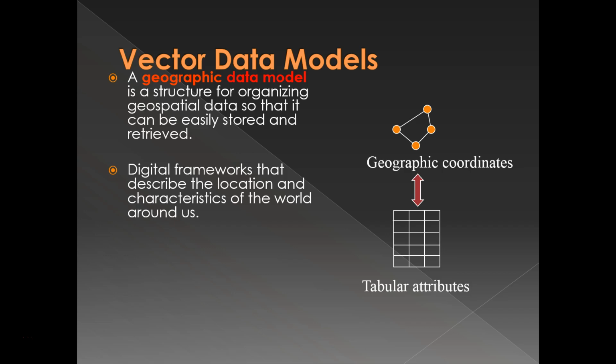The data model for representing vector data has changed through time, and this is important to know about because as we start finding and downloading data, you might see GIS data in any of these formats, and it's useful to know what you're looking at so that you know what you're getting. So a data model is a structure for organizing geospatial data so that it can be easily stored and retrieved. It's essentially a framework that's used to represent the geography in a computerized environment.